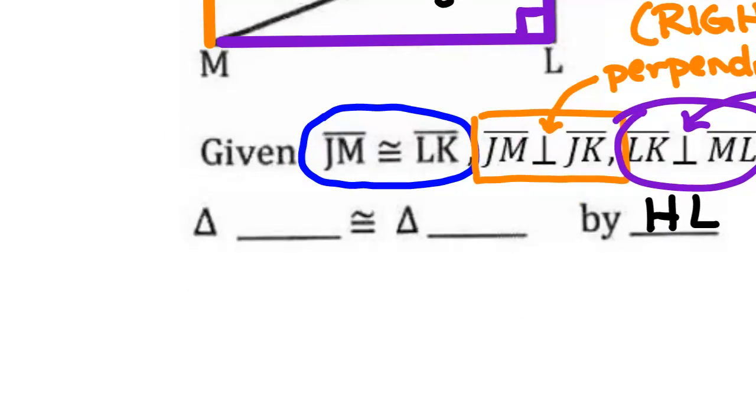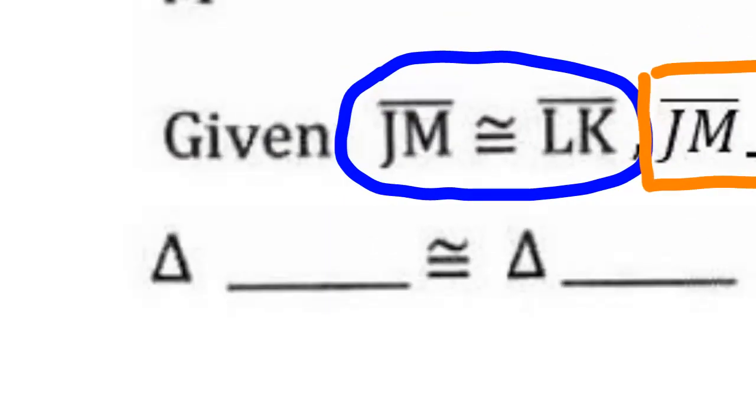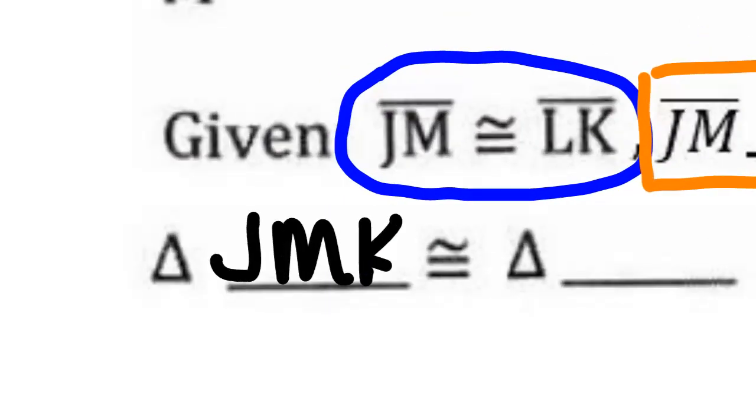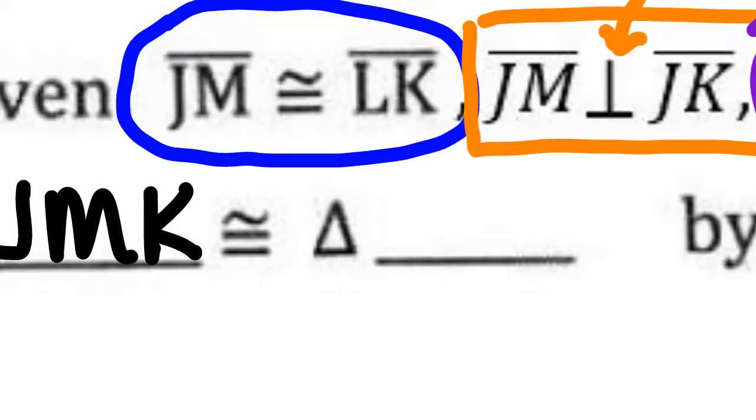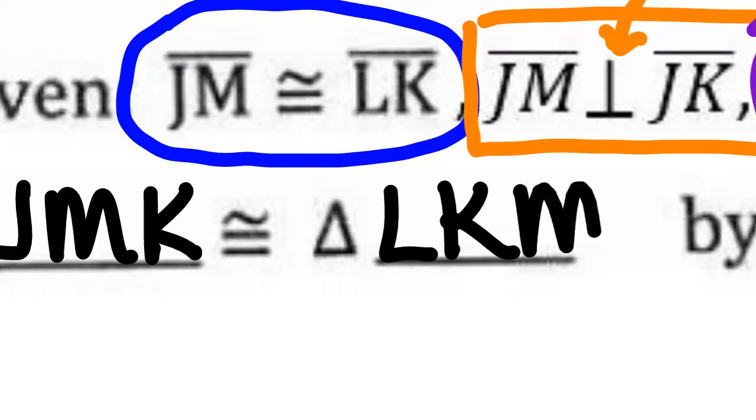How would I write this triangle congruence statement then? Give me one triangle. JMK. Angle J is congruent to what on my other triangle? L. Hold on, I went from J to M. That's my side marked with a congruence mark. So I have to make sure that that matches up in my other triangle. So L, K, and then M.